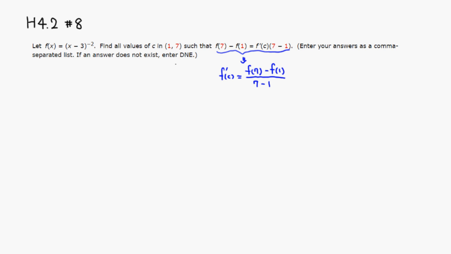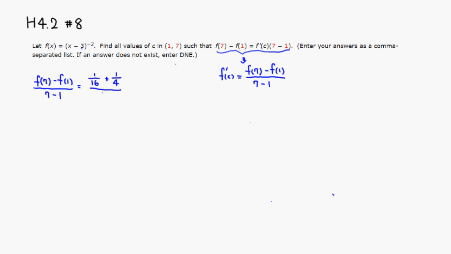Alright, so let's compute that value. Let's find f of 7 minus f of 1 over 7 minus 1. For f of 7, put 7 there. It's going to be 7 minus 3, which is 4, raised to the negative 2 power. A negative power means 1 over 4, then square that, so it's 1 over 16. Minus, if you put 1 there, 1 minus 3 is negative 2. The negative power gives negative 1/2, then you square that, so negative, negative, positive 1/4.